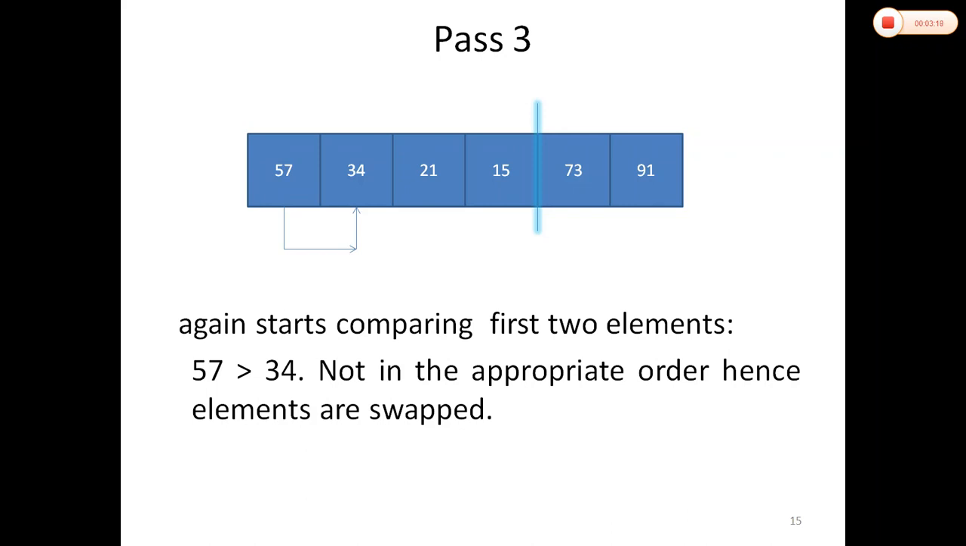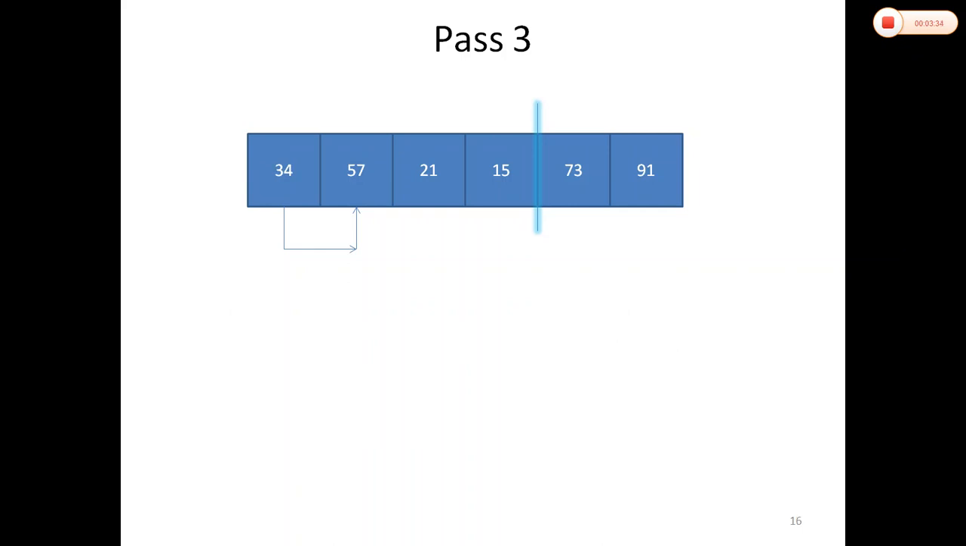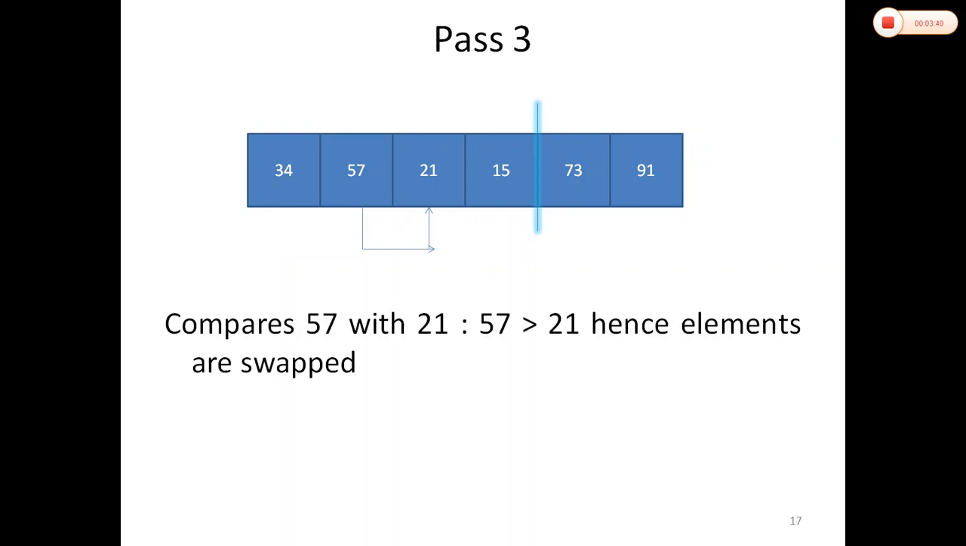It starts with pass 3. Again it starts comparing the first two elements. 57 is bigger than 34, so they are not in the appropriate order and hence the elements are interchanged. So 34 and 57 are swapped. Now it compares 57 with 21.